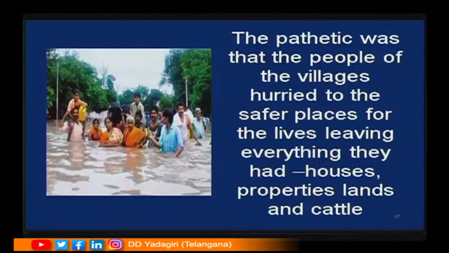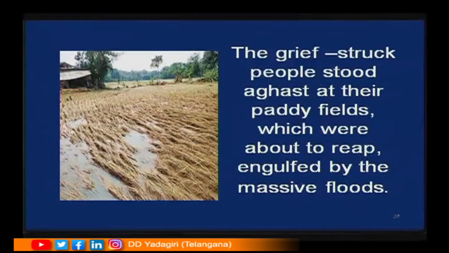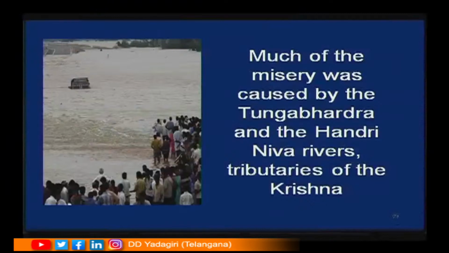The pathetic thing was that the people of the villages hurried to safer places for their lives, leaving everything they had: houses, properties, lands and cattle. The grief-struck people stood aghast at the paddy fields, which were about to be reaped, engulfed by the massive floods. Much of the misery was caused by the Tungabhadra and the Handri Neeva rivers, tributaries of the Krishna.